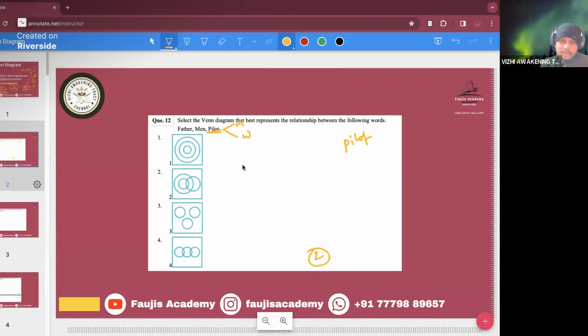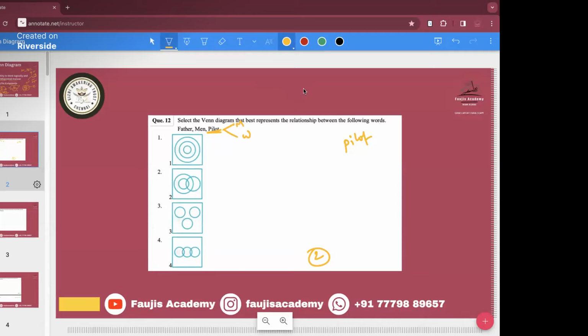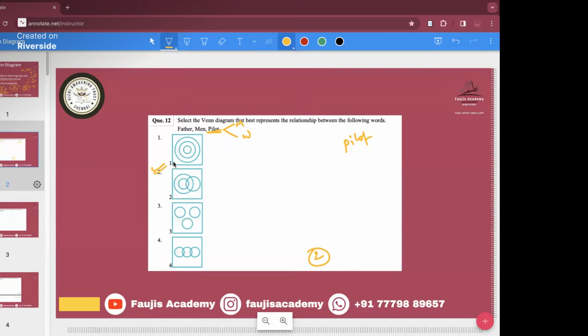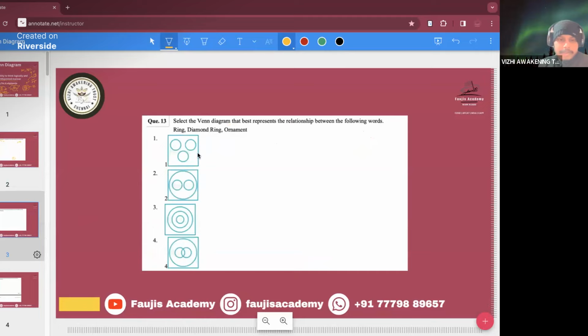Guys, anybody have any doubt with this Venn diagram? No, sir. Good. Yeah, Shaktishi, very good morning. What do you think about this Venn diagram? What should be the answer?